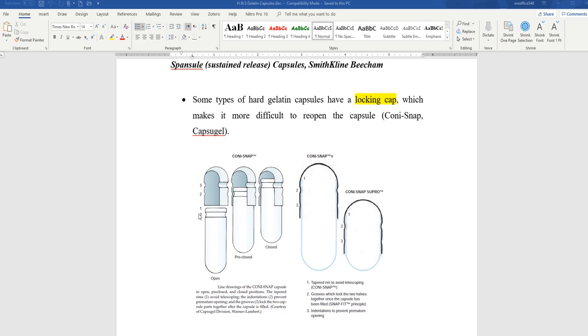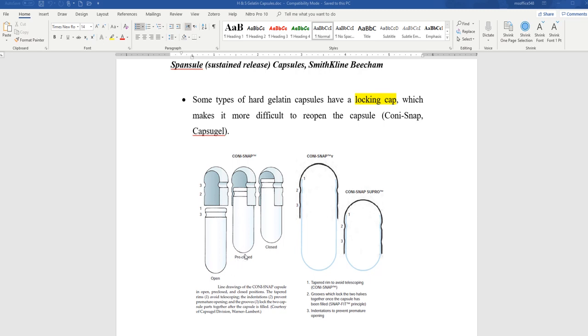Okay. And then look at number 3. 3 is a depression here. Okay. Depression, meaning a lowering. Okay. Look at the cap. This is the cap. We have a deep depression here, number 3, this deep depression. And we have number 2, which is a small depression.